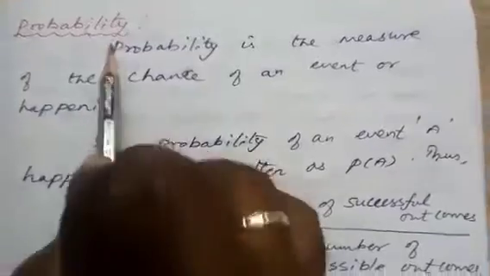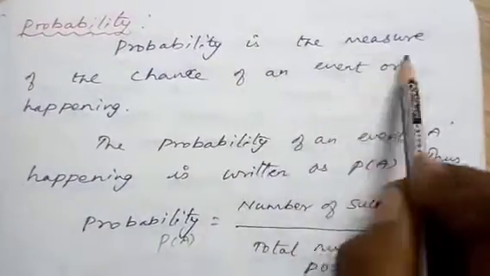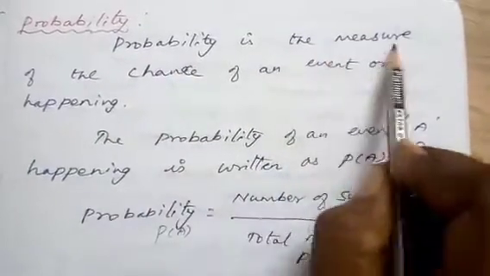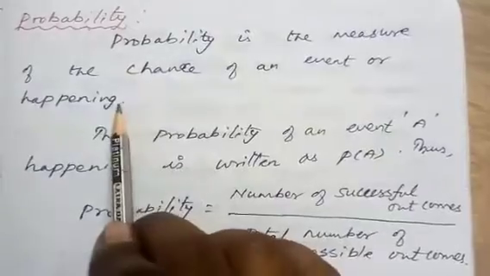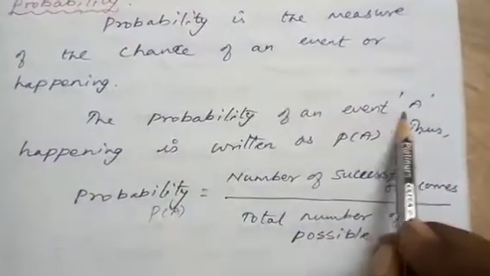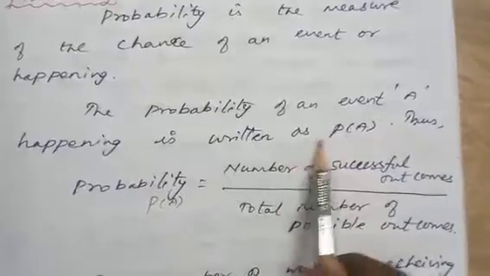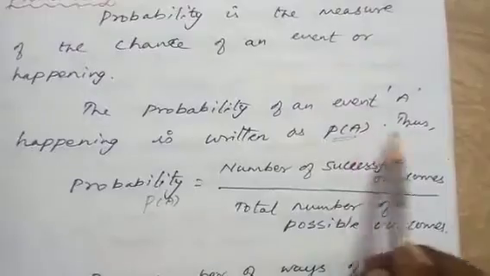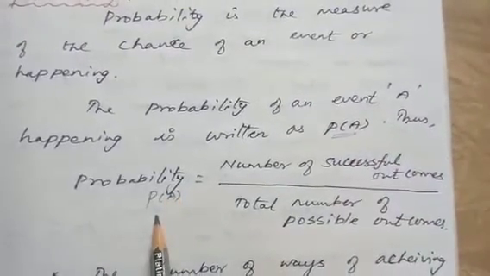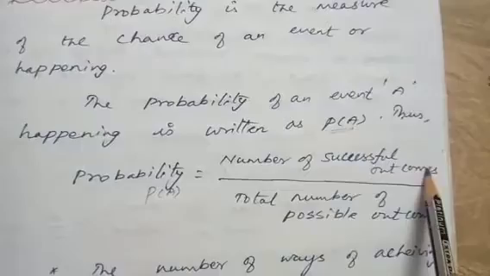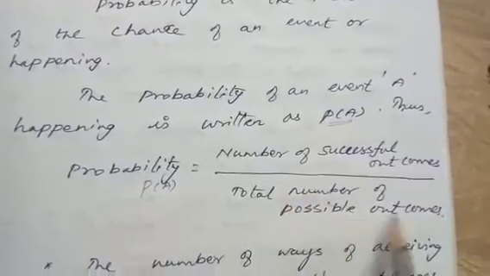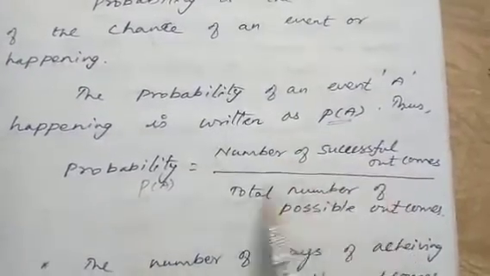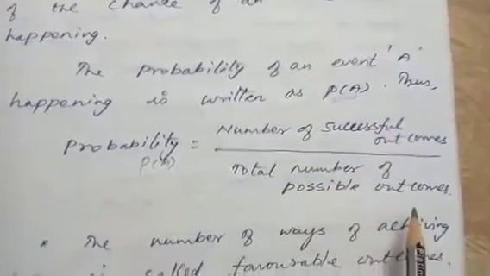The next one is probability. Probability is the measure of chance of an event or happening. The probability of an event A happening is written as P of A. Probability P of A is equal to the number of successful outcomes divided by the total number of possible outcomes.